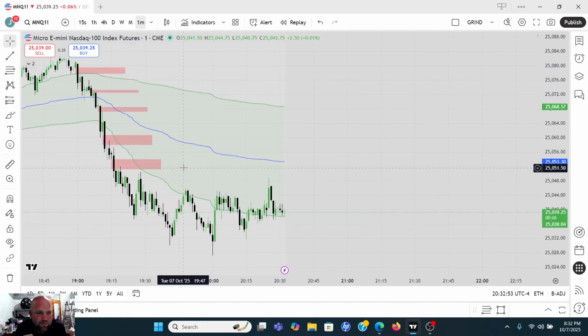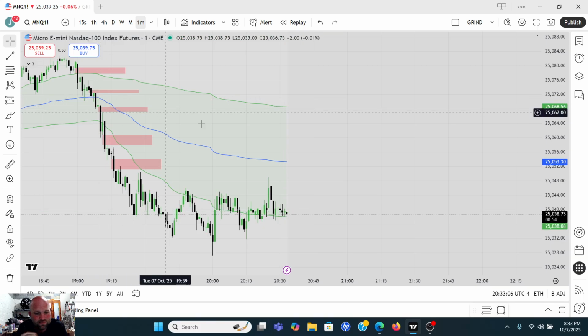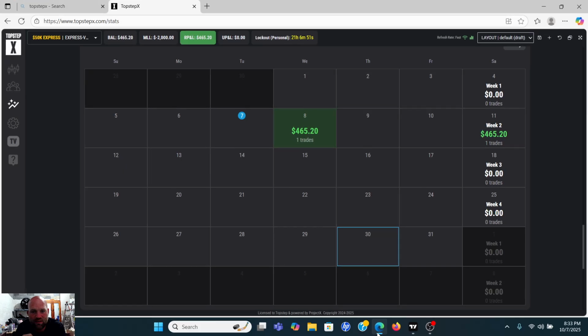But anyway, I'm just happy about it. I saw us invert this fair value gap over here, and I wanted to get in here, but then I saw we opened up and came straight up on the VWAP, and as we started coming down, I got in. Boom, it is what it is. This is what that looks like. One trade, $465.20 during Asia. First day.